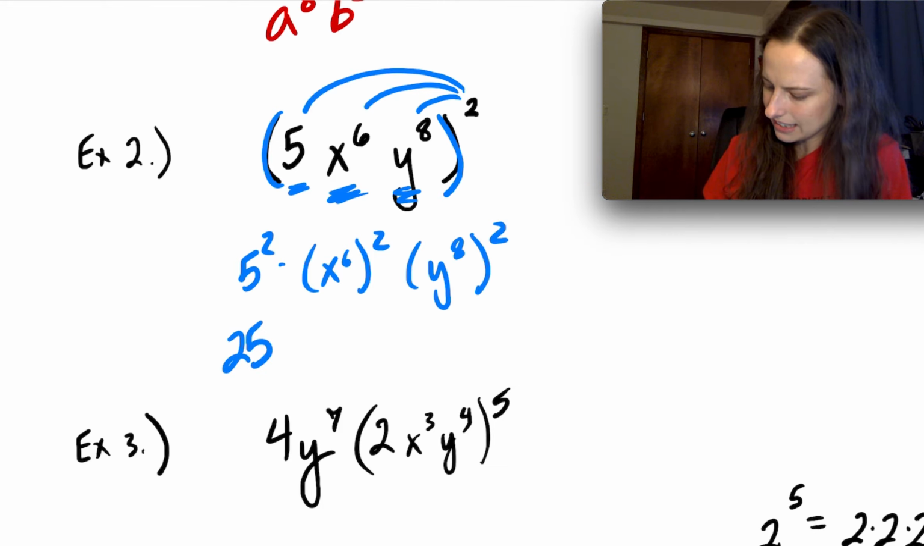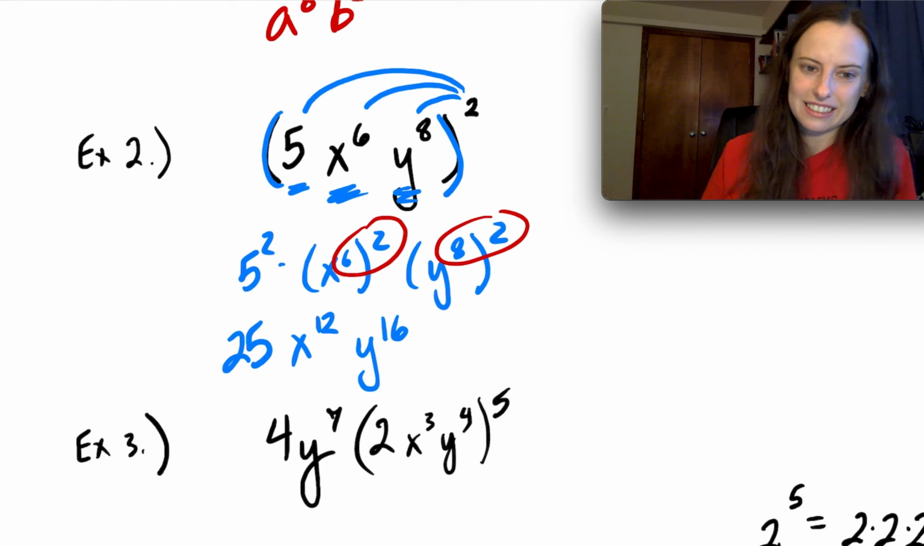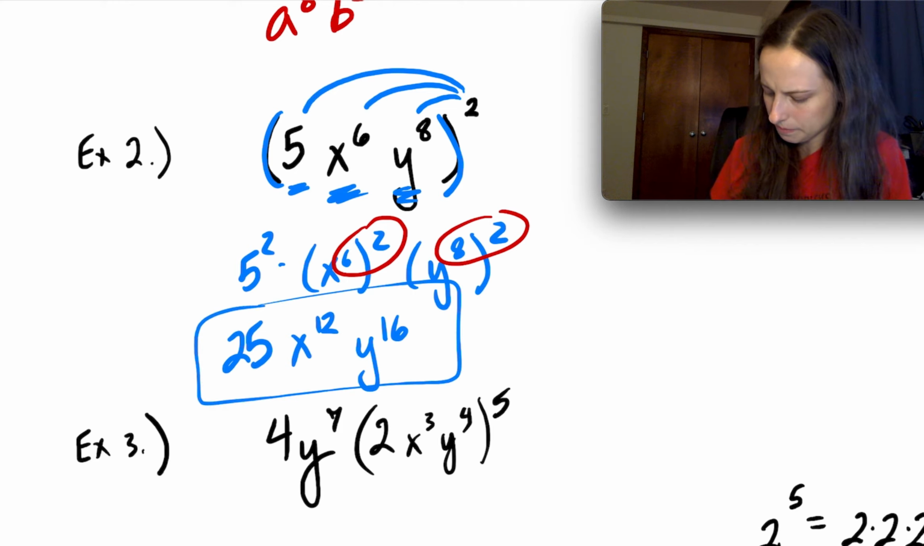Here we have 6 times 2, so that's 12. So it's x to the 12. And here we have 8 times 2, which is 16, so y to the 16th. And there's our final answer, okay?